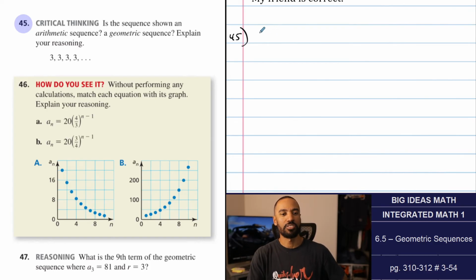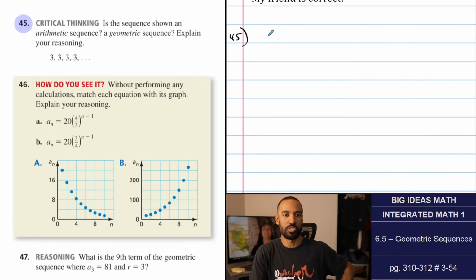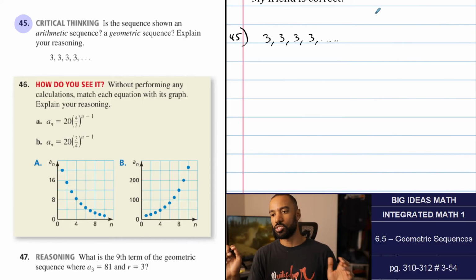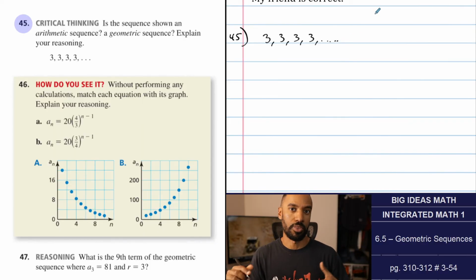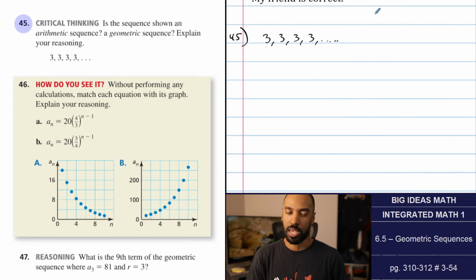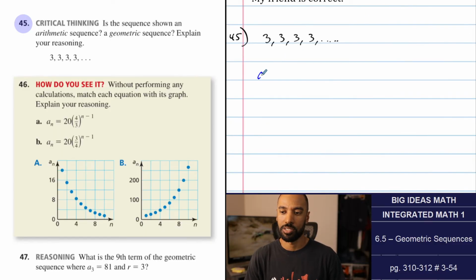All right, number 45 says, is the sequence shown an arithmetic sequence, a geometric sequence? Explain your reasoning. 3, 3, 3, 3. It's actually both. Here's the thing. Arithmetic sequences and geometric sequences might resemble that which is exponential and that which is linear. But it's all about, does it have a common difference? Does it have a common ratio? Is it arithmetic? Yes. It has a common difference of 0.